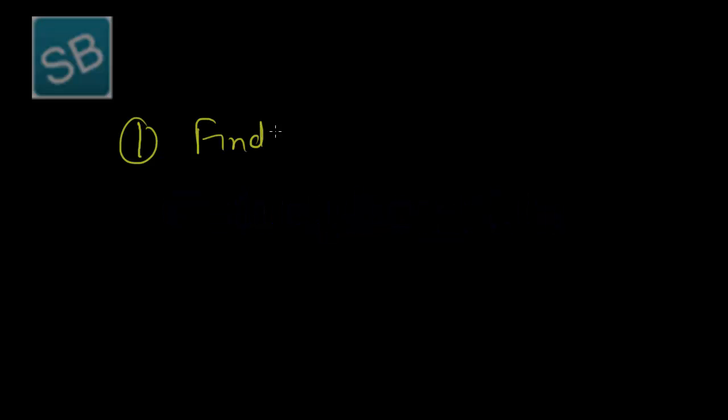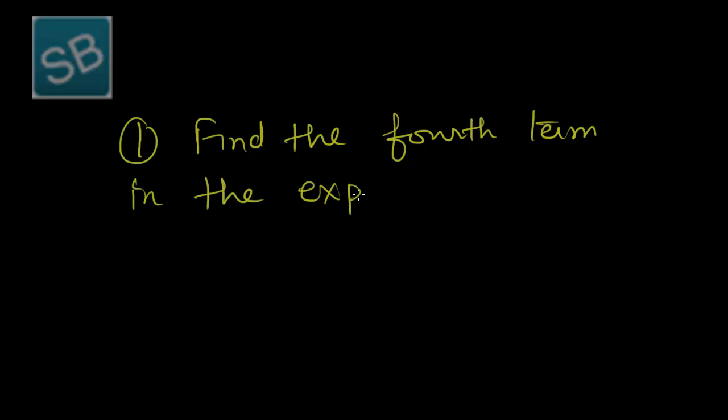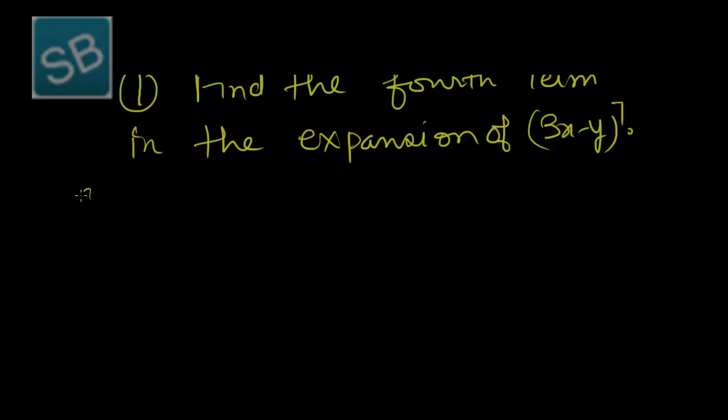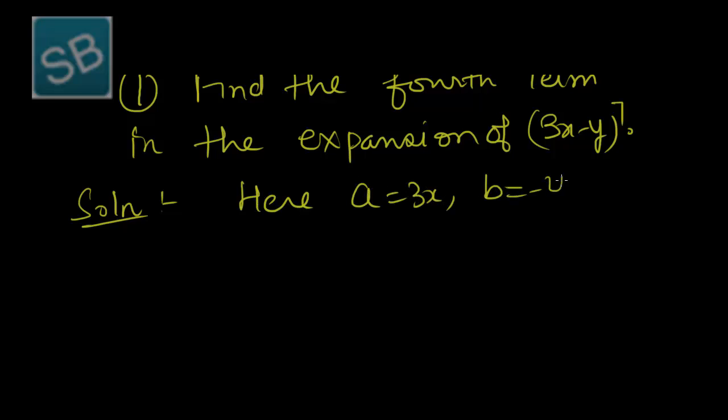Now the first problem is to find the fourth term in the expansion of (3x - y) raised to power 7. So we have to find T4. This will be found by using the general term. Here a is equal to 3x, b is equal to minus y, and n is equal to 7.